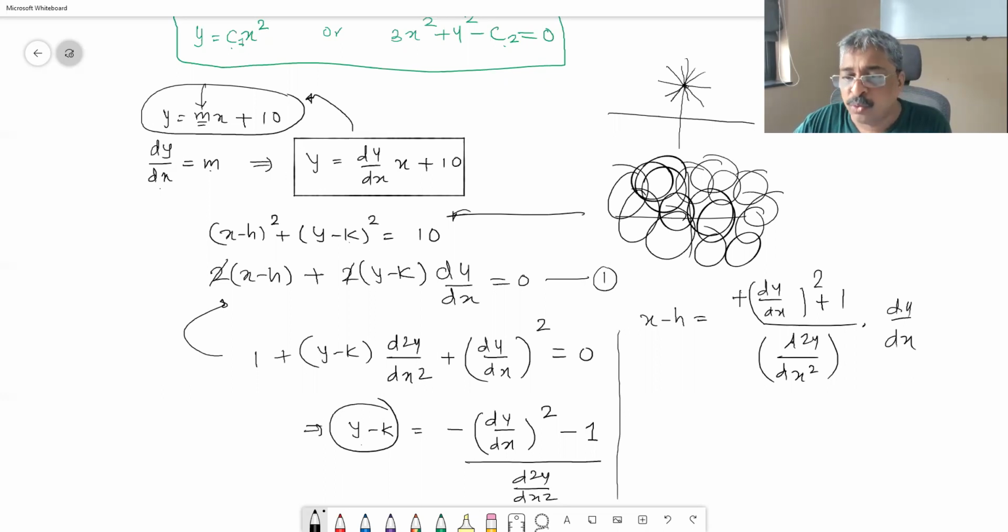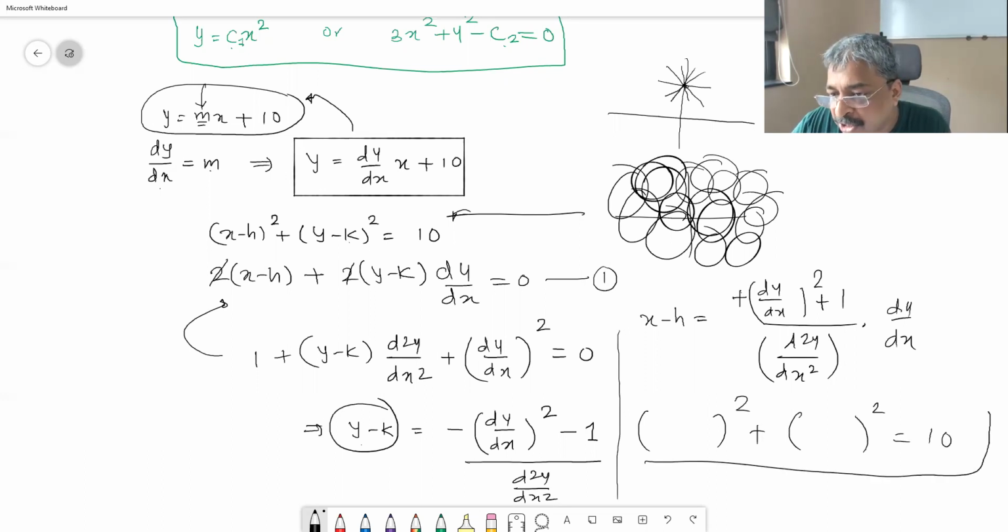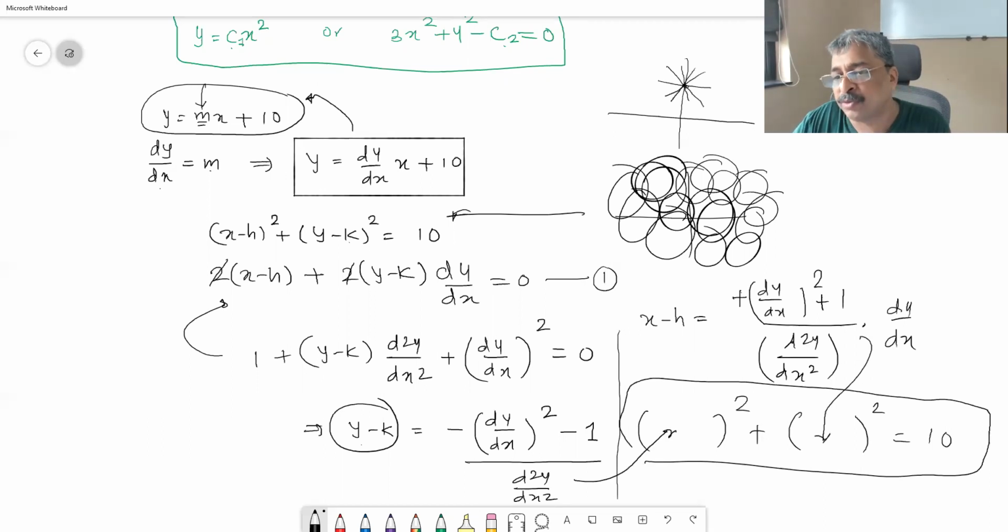Therefore, using these two values of y minus k and x minus h, I write my differential equation. This bracket square plus this bracket square is equal to 10. This is your differential equation. This fellow will get into this bracket, this fellow will get into this bracket, is equal to 10. And if you observe this differential equation, it is independent of the arbitrary constant, but it has got differential coefficients.